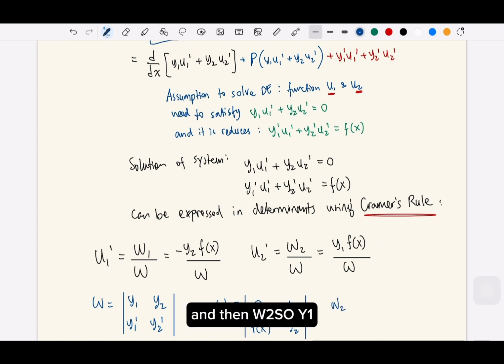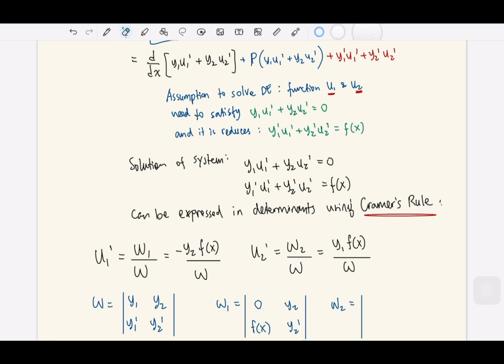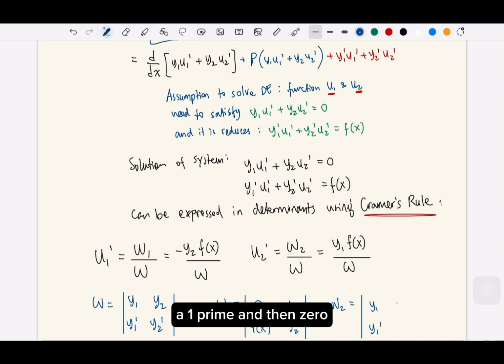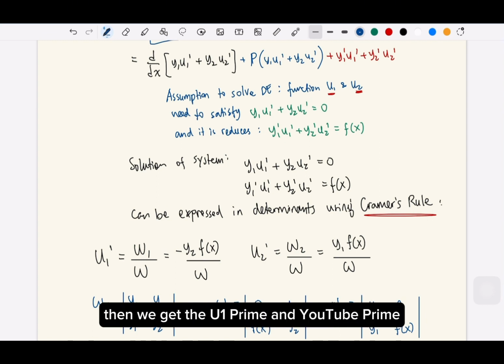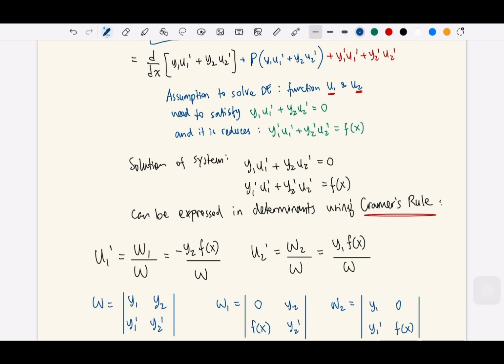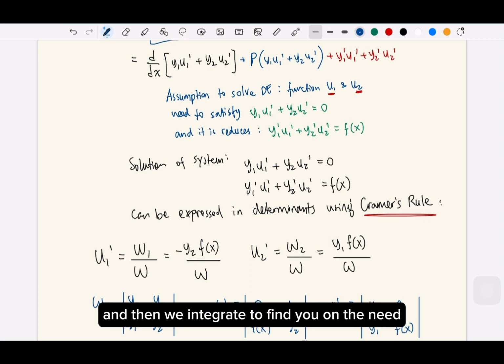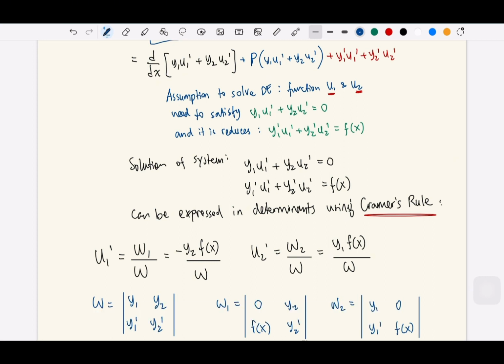And then W2 is y1, y1 prime, and then 0, and then f of x. Okay. So from these determinants, we get u1 prime and u2 prime, and then we integrate to find u1 and u2.